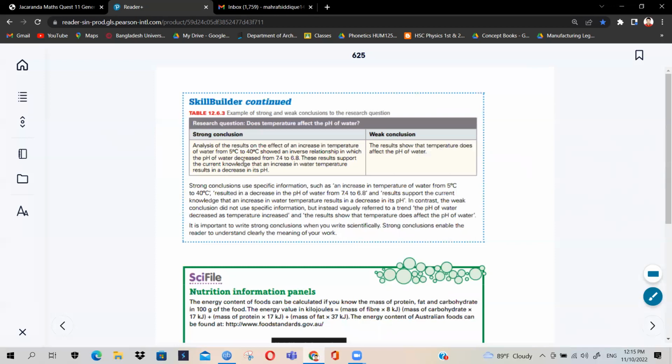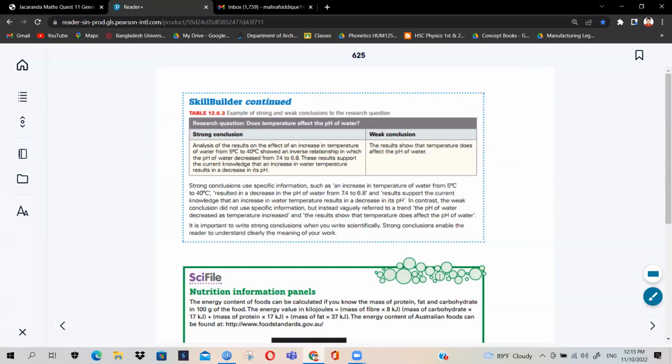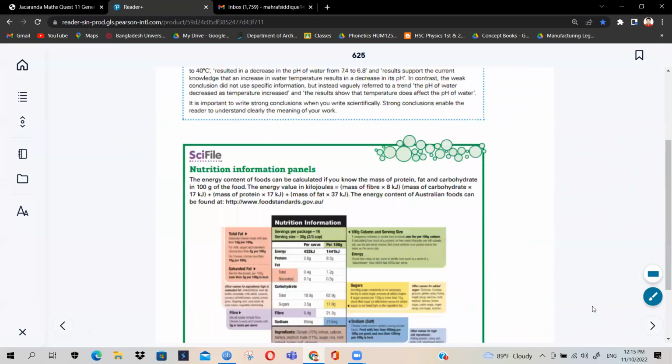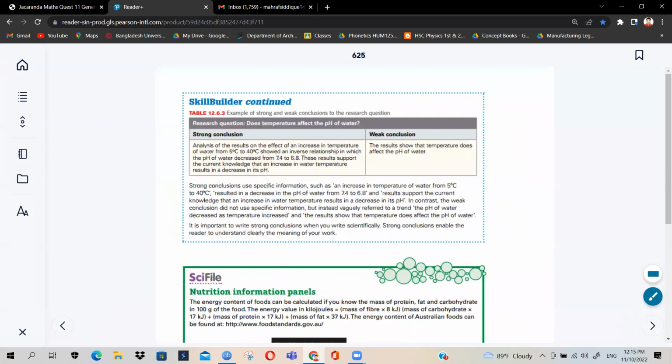So, analysis of the results on the effect of an increase in temperature of water. Okay, so it's like a practical actually. In that particular experiment, you were asked to see the change in pH of water based on the increase or decrease of temperature. So that is what they have done and showed you the conclusion.